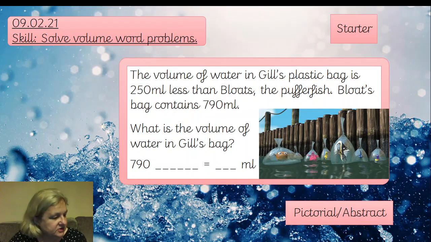So we're going to look at volume today, and we're going to solve these volume word problems. We're carrying on really from yesterday's work, although we've got some two-step problems going on in our work today. So this one is very similar to the work that we'll be doing today, and have a go at this. The volume in Gill's plastic bag is 250 less than Bloat's, the pufferfish. So here is Gill and his black and white fish. He's in a smaller bag than Bloat. Okay, so if you imagine your bar model of this being a smaller number, it's 250 less than Bloat's bag. So it looks as though you're going to be doing a subtraction operation for those, and see if you can get the answer right.